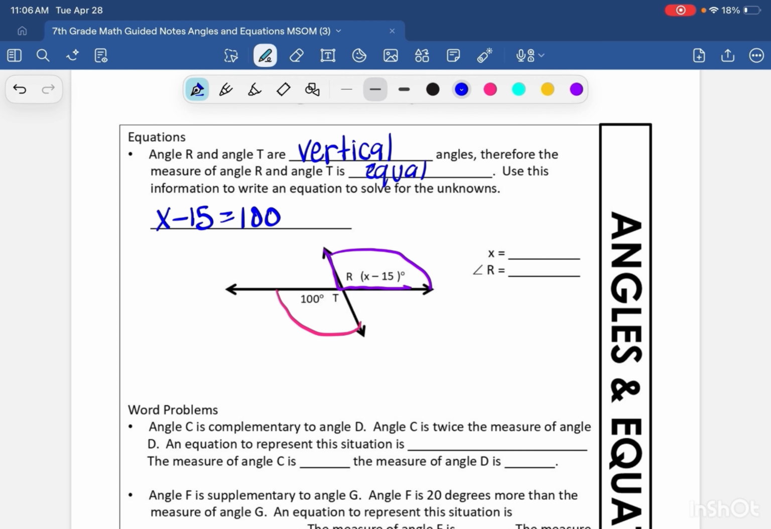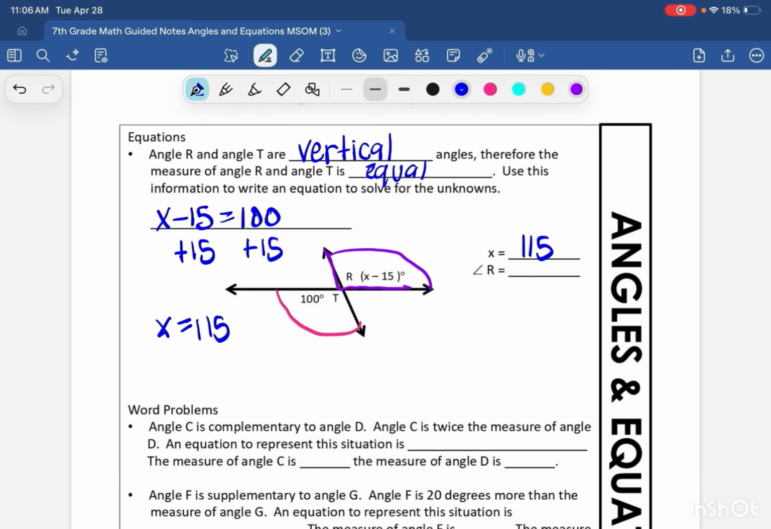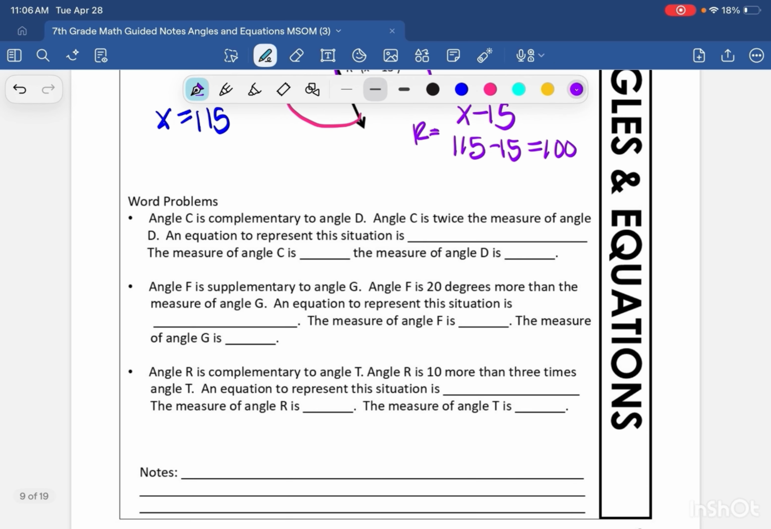So solve this equation over here, plus 15 to each side, so I get x equals 115. And if I plug in 115 to this, 115 minus 15, right? Let's show the work, I guess. So x minus 15, so 115 minus 15 equals 100. That's R, right? And that makes sense because 100 and 100, they have to be equal. Let's do these word problems here at the bottom.